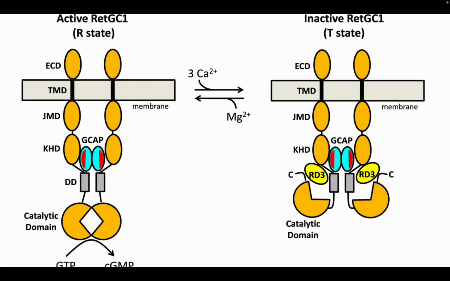This is just a comparison between the two states. As we can see in the active state, the GCAP is bound and the domain is closed right here. So it needs to be active in order to convert the GTP here to the cGMP so it can become open. Once it's open, it doesn't need to be working anymore. So it just sits there, which is also called the inactive state or the T state.